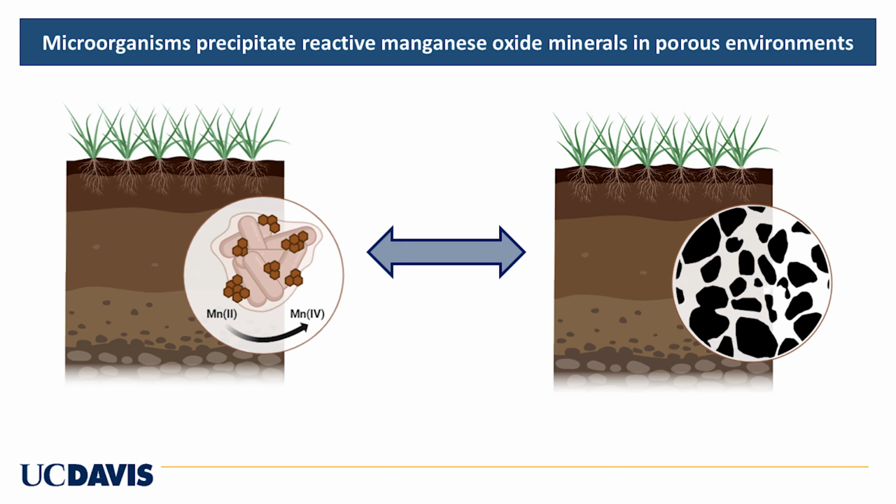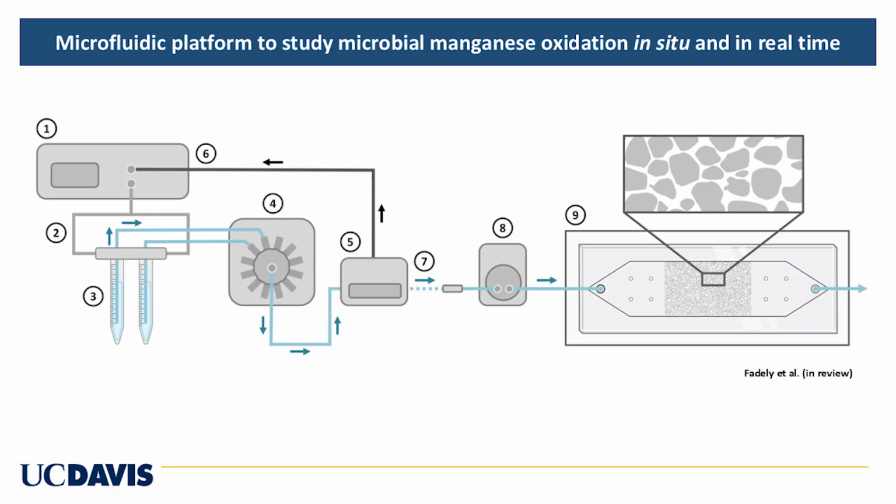Manganese oxide precipitation is typically studied either in well-mixed batch systems, which don't account for spatial complexity, or in column scale systems, which don't allow for direct and continuous measurements. In order to study microbial manganese oxide precipitation in environments that are as complex as soils or water treatment filters, we need an experimental platform that allows for in situ and real-time measurements.